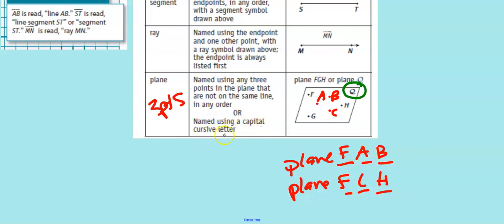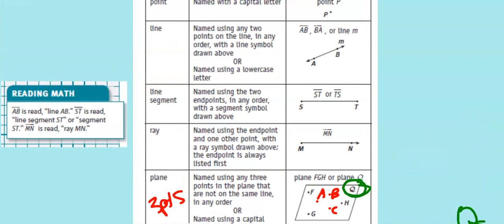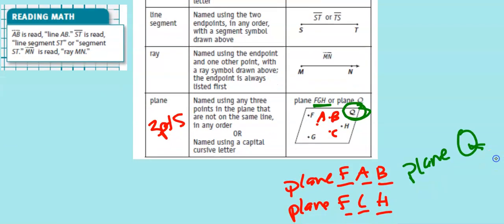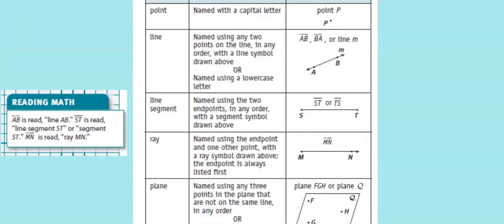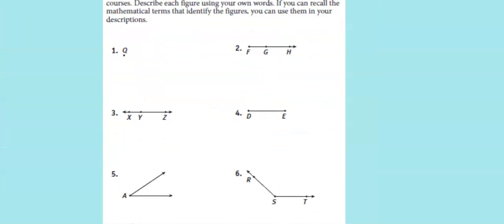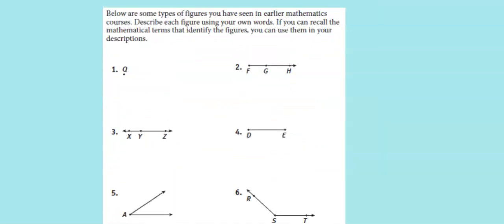Or it can be named using the capital cursive letter. So I could also call it plane Q. Just 1 letter because it's not a point. Kind of like up here in the line, we had to pick 2 points. In a plane, we have to pick 3 points. But there's also the case where you can just pick the 1 letter that's next to it. In a line, it's lowercase. In a plane, it's capital and cursive. So those are rules we need to follow going forward. If you want to go back and check, you can, but you don't need to fix those.